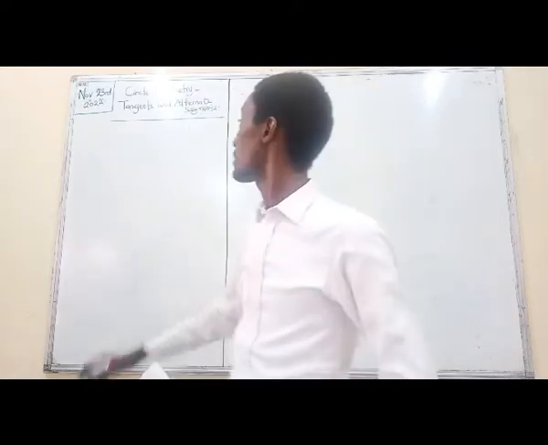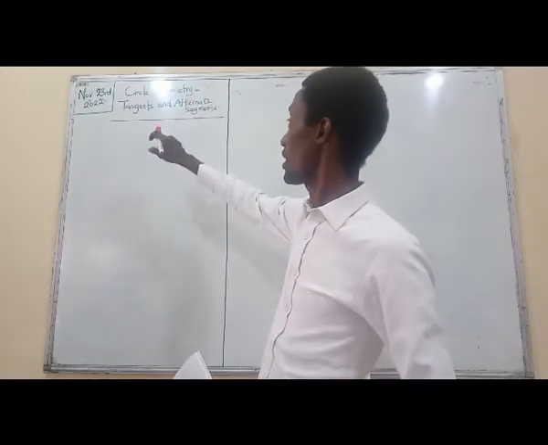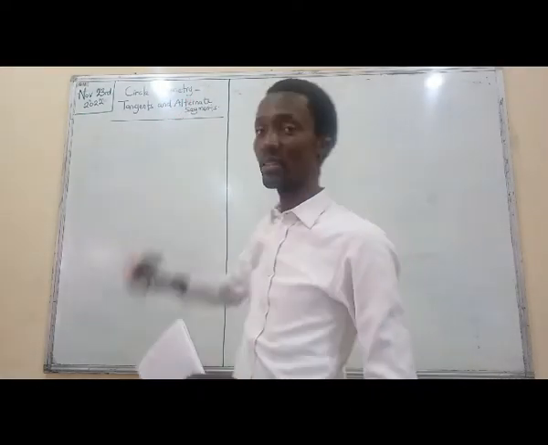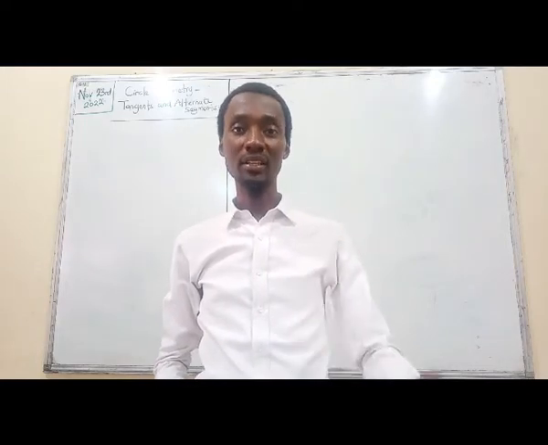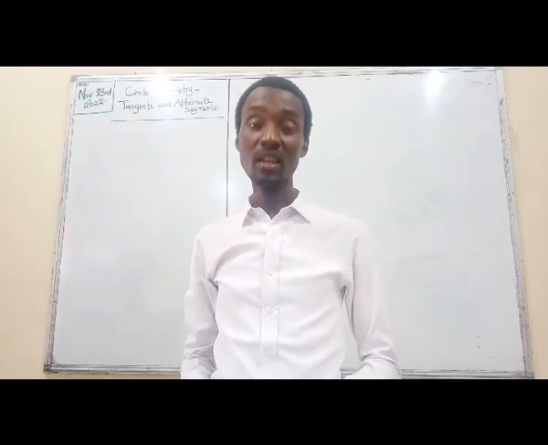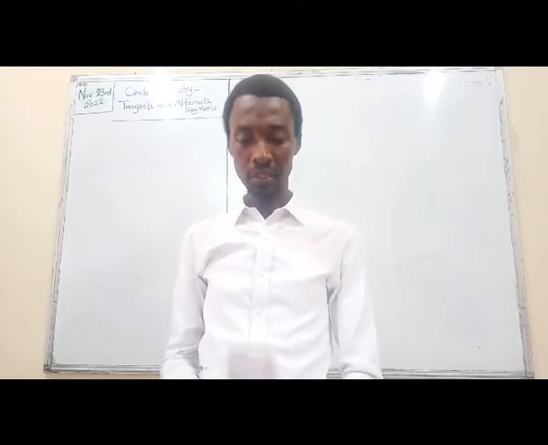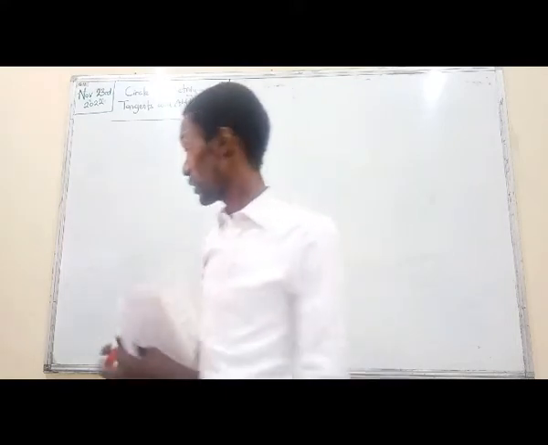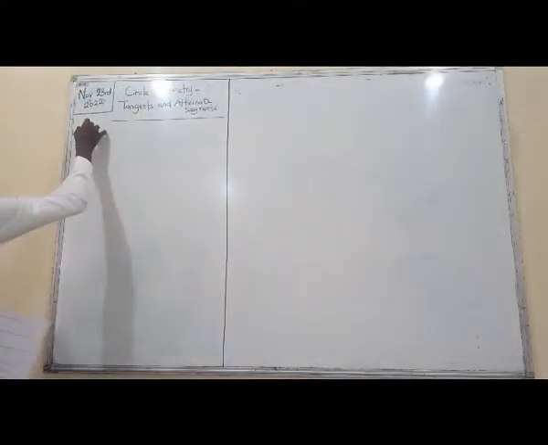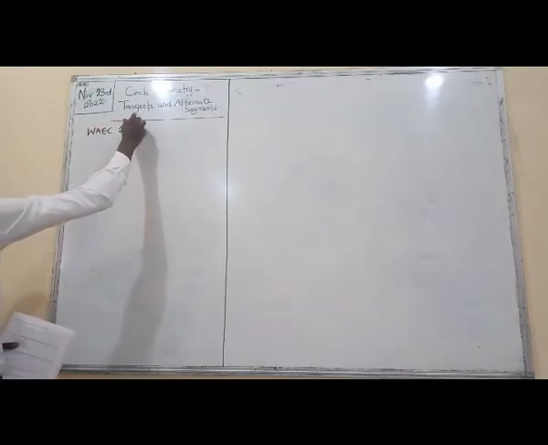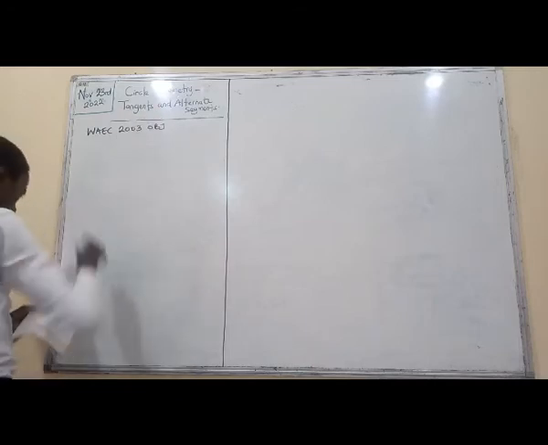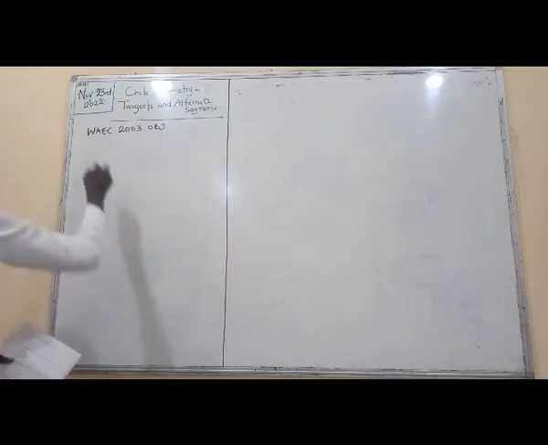Today we'll be looking at circle geometry in a matter of tangent and alternate segment. It's close to the midnight sun project, where I just solve WAEC related questions and see how you get to survive them. I have a question paper here, actually from WAEC 2003 OBJ, and I think I just have one question there.